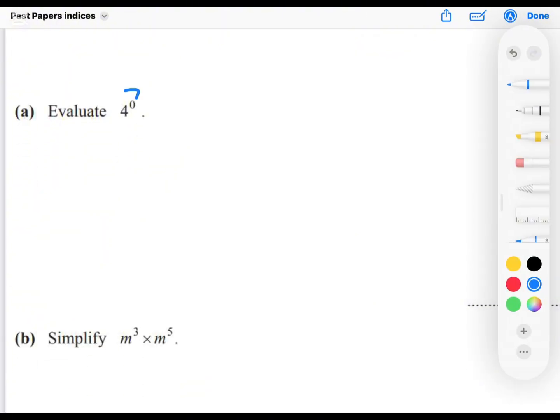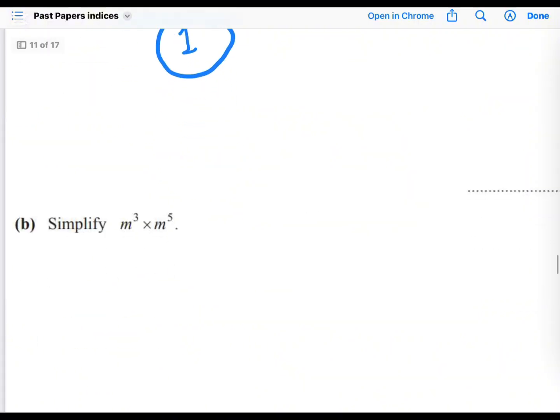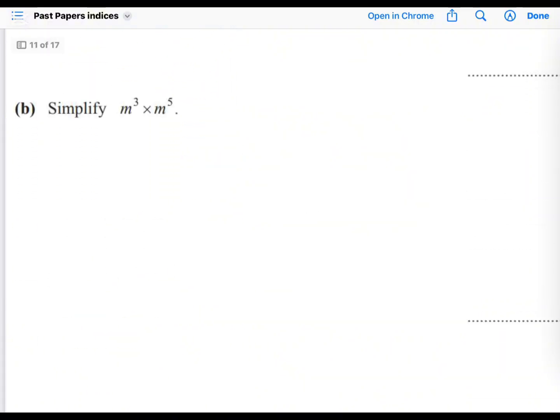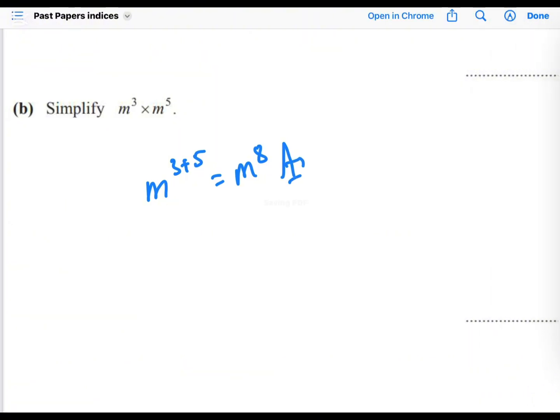Now, for 4 raised to power 0, as I told you, if any number or any variable has a power 0, it will be equal to 1. So this answer will be 1. That's it. Now, again, simplification: m to the power 3 multiplied by m to the power 5, both have the same base, so the powers will be added. So m raised to power 8 will be the final answer.